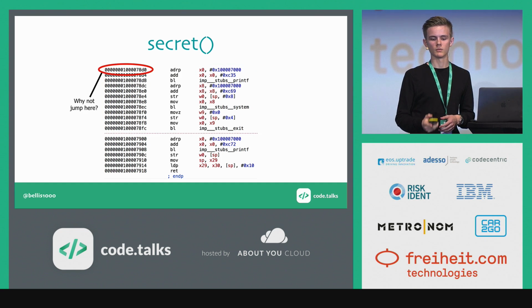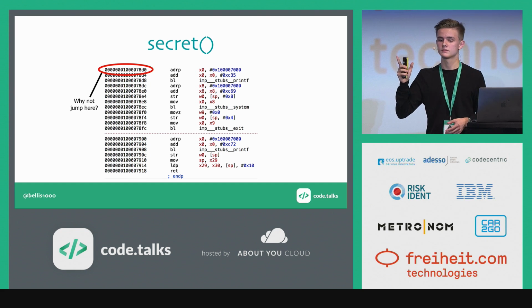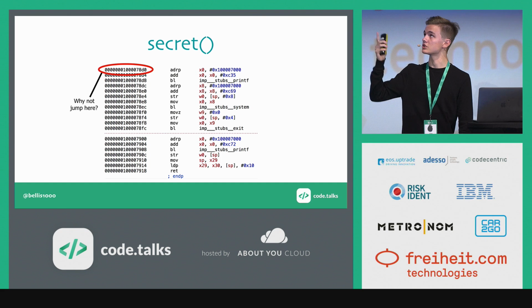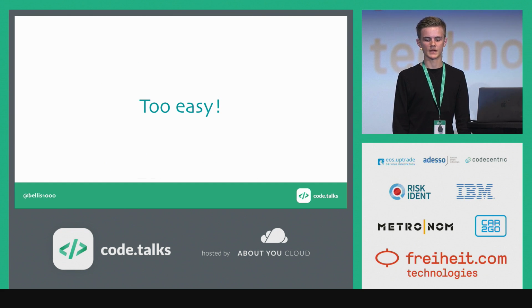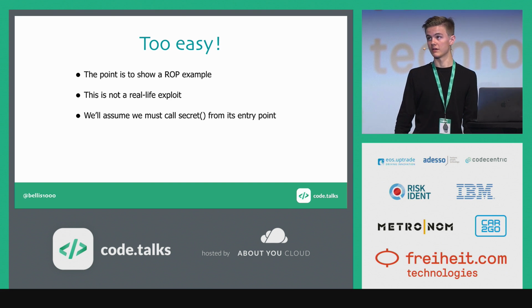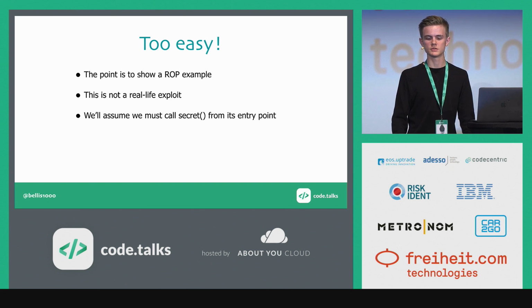Now, I know you're probably thinking, why not just jump here? Because you wouldn't even need a ROP chain to do that. You could just control code execution and jump straight there and get the root shell. But that's just too easy. The purpose of this is to demonstrate how a more complex ROP chain would work. So it's not actually a real-life exploit. Obviously, if you're doing this in real life, you would just do the easiest method. So we're going to assume we have to call secret from the actual entry point of secret.